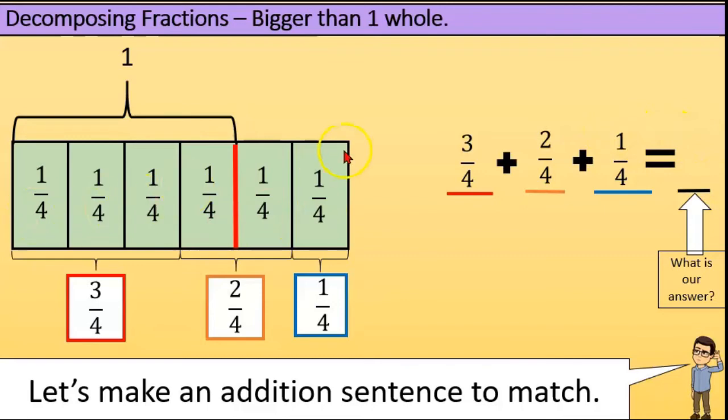If we just count up all the fourths, 1/4, 2/4, 3/4, 4/4, 5/4, 6/4. That's our answer, 6/4. Remember, it's not going to be 6/6, and it's not going to be 6/12. We don't add the bottom number. We just add the top one. 3 plus 2 plus 1 is 6.